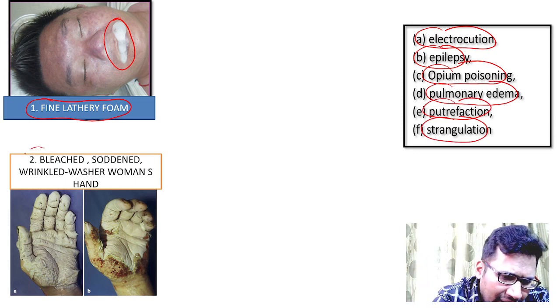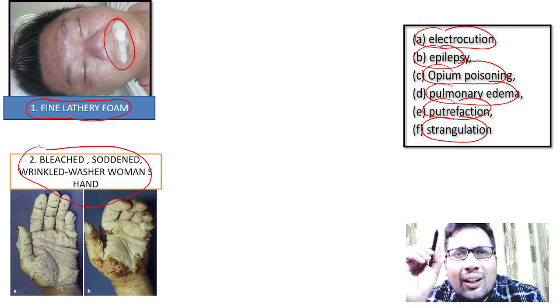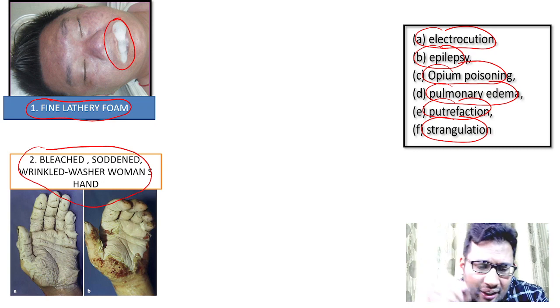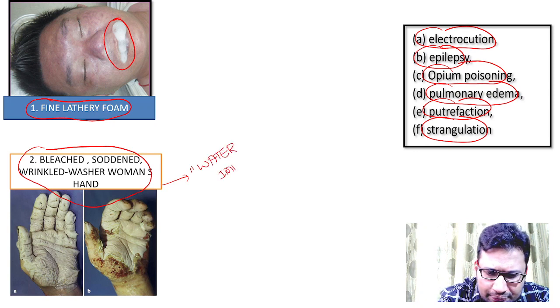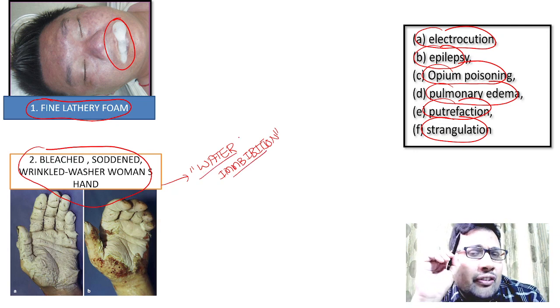And the second finding asked in exams: bleached, sodden, wrinkled appearance. That is nothing but washerwoman hand. And remember, it is because of water imbibition in the epidermis. It is seen in the entire hand in 24 hours.